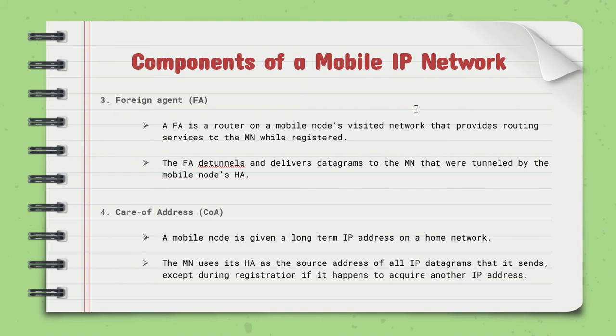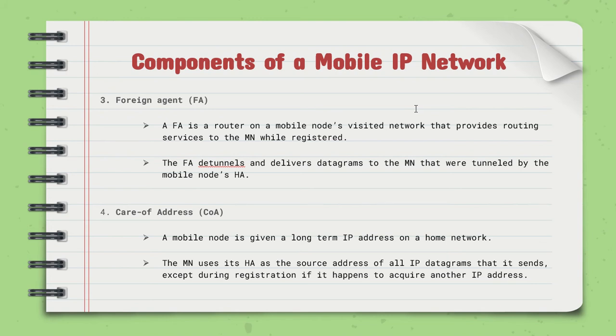Okay, next, foreign agent. A foreign agent is a router on a mobile node's visited network that provides routing services to the mobile node while registered. The foreign agent detunnels and delivers datagrams to the mobile node that were tunneled by the mobile node's home agent.